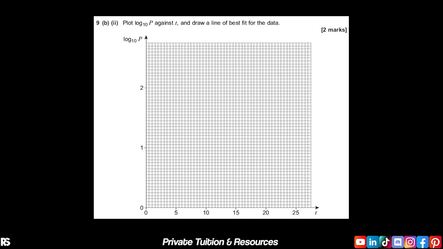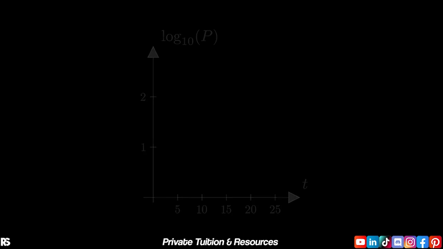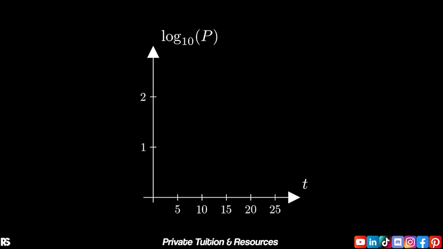9b part 2 asks us to plot the graph of log base 10 of P against T and draw a line of best fit for the data. Plotting the table we produced from the last part produces a straight line like this.